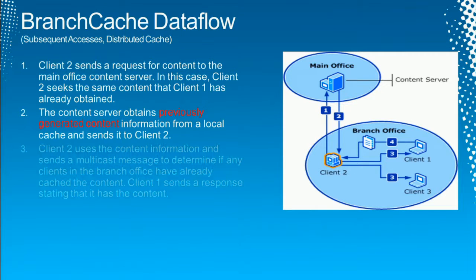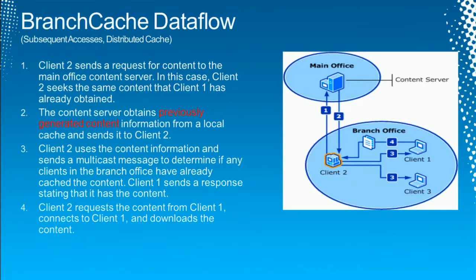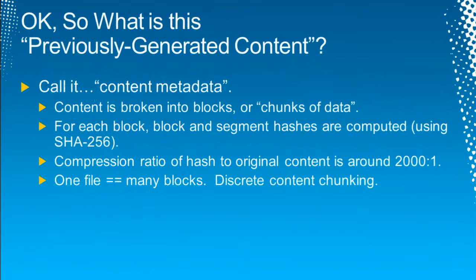file is available. Giovanni's then going to go, hey, anybody around got this file? And Russ's PC over here is going to go, yeah, actually, I got it. Giovanni then says, all right, give it to me. And then Giovanni gets that file. So making this happen is this, again, somewhat magical bit called previously generated content, or content metadata, or data about data, or a guidepost for what has already been brought down.